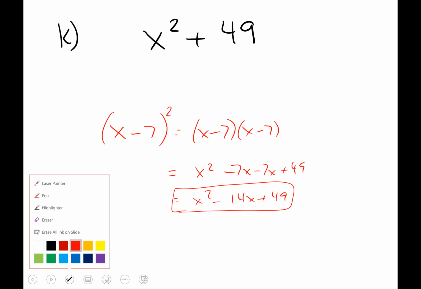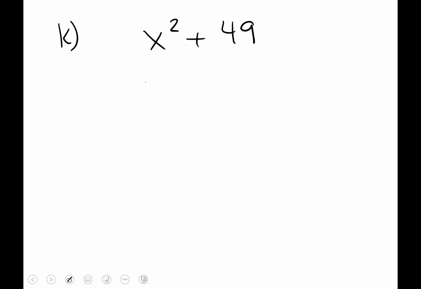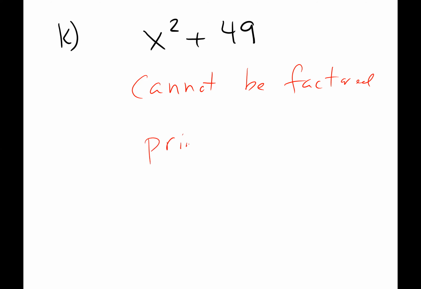Ooh, you know, let's see if I can do this. Clear all ink on slide. Okay, one of two answers here. Ready? Cannot be factored. That is an answer. Or sometimes what we do in math, we just say prime. This is a prime, not Optimus Prime. That's a little different. Factoring out a one is not considered factoring.